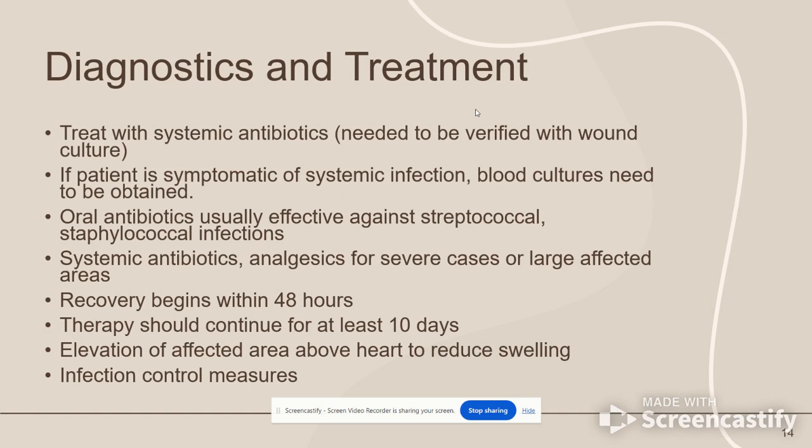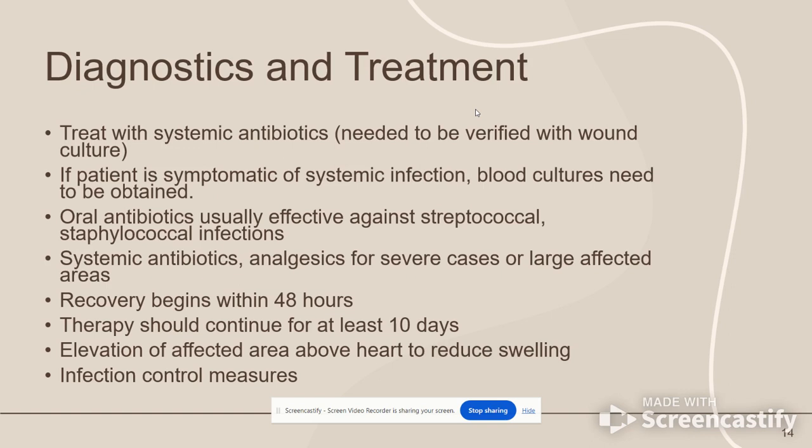Oral antibiotics usually are effective against streptococcal and staphylococcal infections. So for strep, penicillin, oral erythromycin, or if the patient is allergic to penicillin, a cephalosporin type of antibiotic. And if it's a staph infection, cephalosporins, sulfa drugs, or vancomycin. Also, Keflex is a really popular one to treat skin conditions of cellulitis.